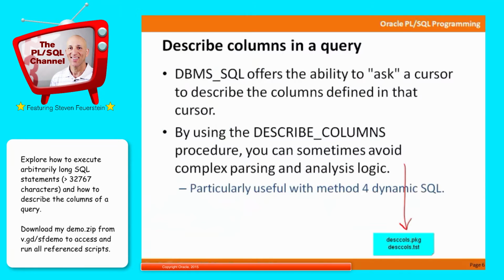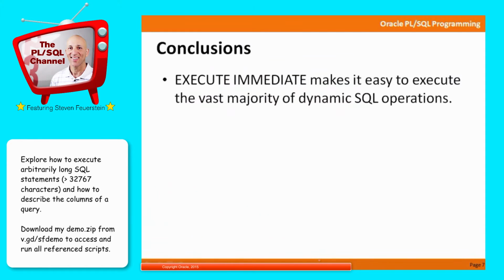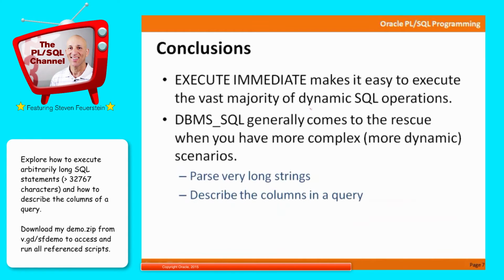To conclude, Execute Immediate makes it really easy to do the vast majority of dynamic SQL operations. In most cases, you're never going to need anything but Execute Immediate. When you have some of those outlying functionalities or requirements, for example, method 4 dynamic SQL, very large strings, or I don't know the columns in my list and need to describe them, then DBMS SQL comes to the rescue and really makes it possible to do just about anything you need to do.